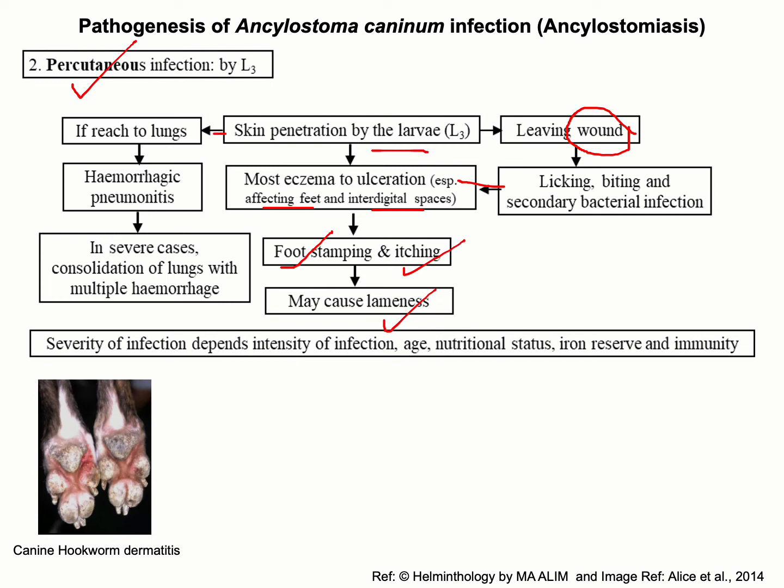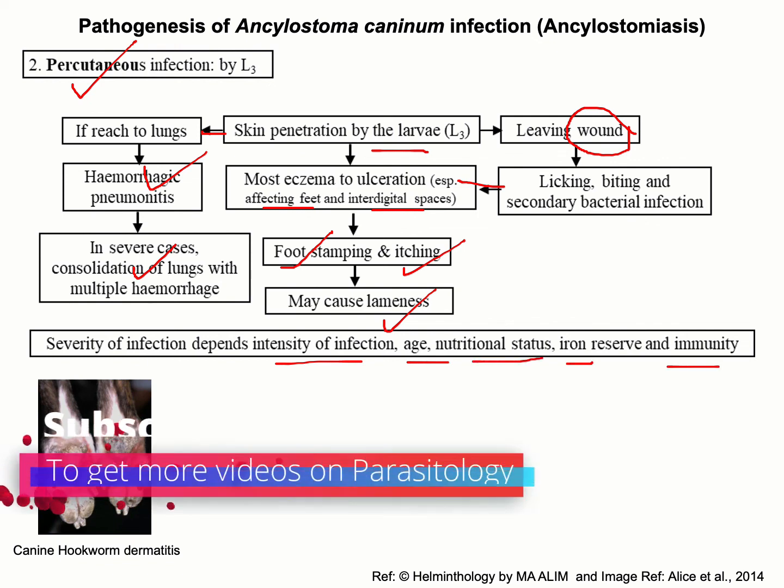If the L3 reach the lungs, there will be hemorrhagic pneumonitis, and in severe cases, there is consolidation of the lung due to granulomatous inflammation. Just for your information, the severity of the infection depends on the intensity of the infection, age of the host, nutritional status, iron reserve, and the overall immune status of the host.